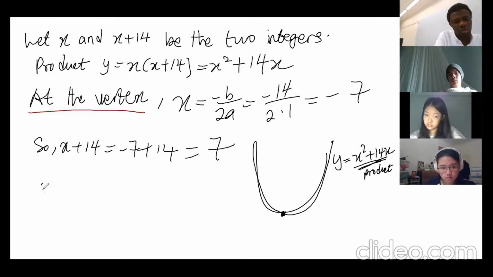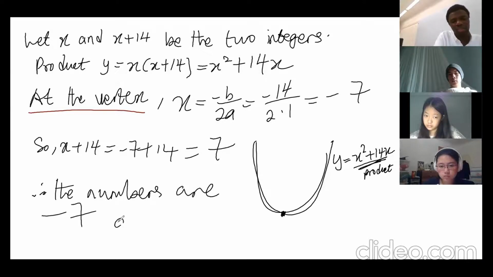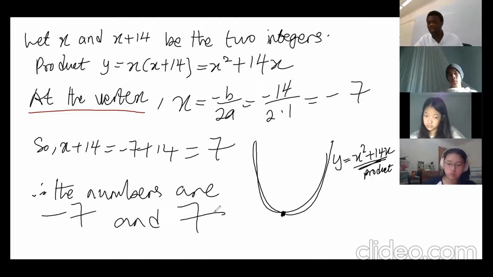Therefore, the two numbers are negative 7 and 7. This is enough. If the question asks you to state the product, then you say, hence the product is negative 49. But the question isn't talking about the product. The question is talking about the values of those numbers that made the product minimum. So we don't care about what the product value is. You don't need to bother yourself.